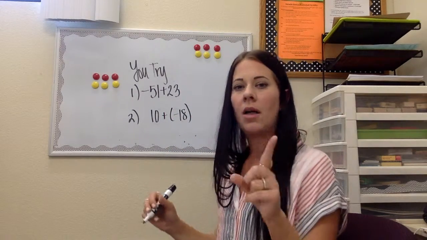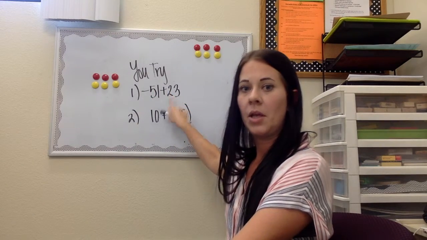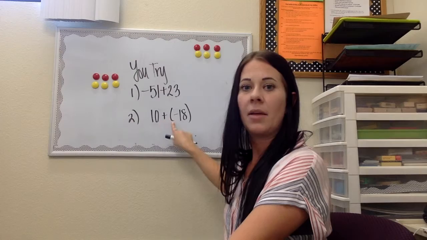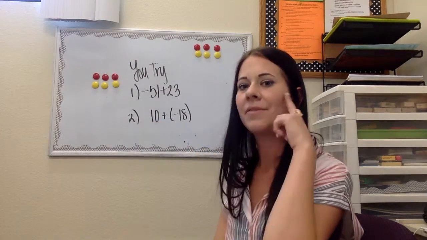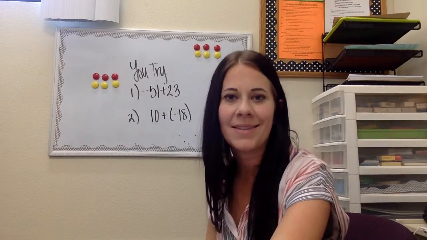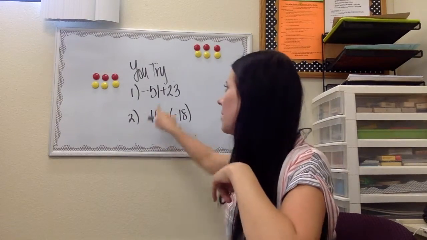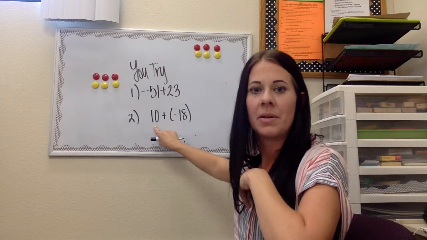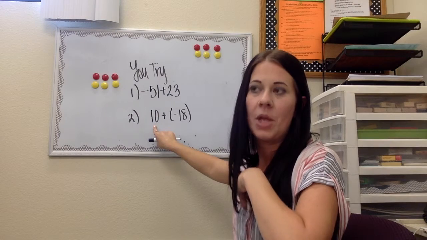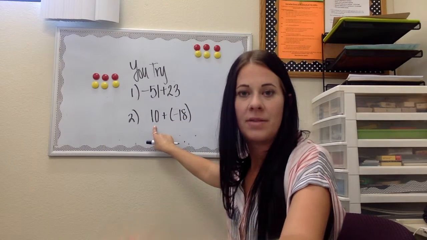You can also call this negative 51 combined with positive 23. You can call this positive 10 combined with negative 18. How did I know this 10 was positive? That's right, because it's our default. If there's nothing written, we know it's positive. You're only going to see that positive if it's the end of the problem. So this one we're going to assume is positive. So pause the video, look at your notes, and try these 2 problems.